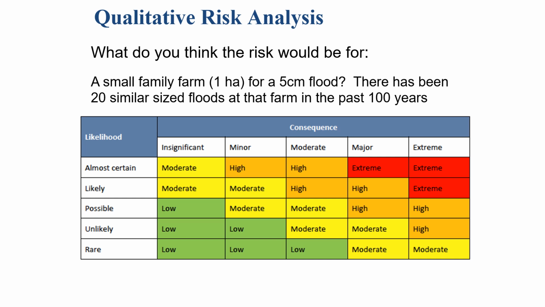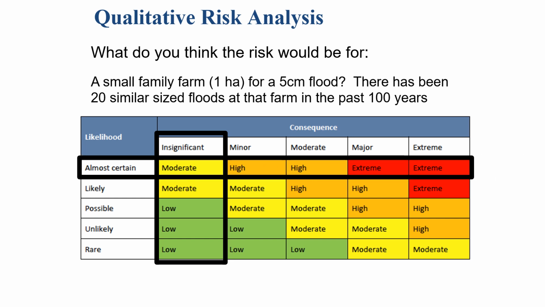Given the farm's location on a floodplain and its history of frequent flooding, we can reasonably assume that the likelihood of this type of flood occurring again is almost certain. Now, considering the consequence of a 5-centimeter flood on the farm, it is likely to cause moderate damage to the crops and perhaps some disruption to the farm's operations, but it might not be catastrophic. Therefore, we would categorize the consequence of the flood as moderate.